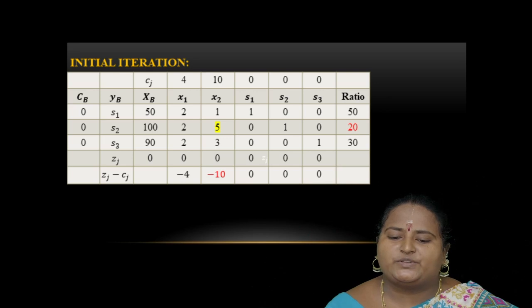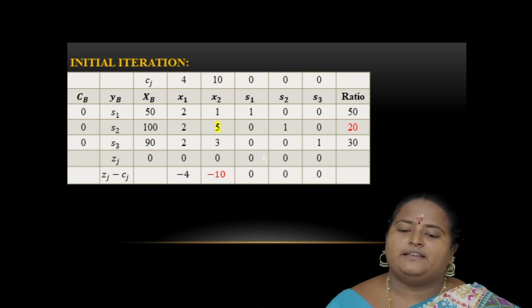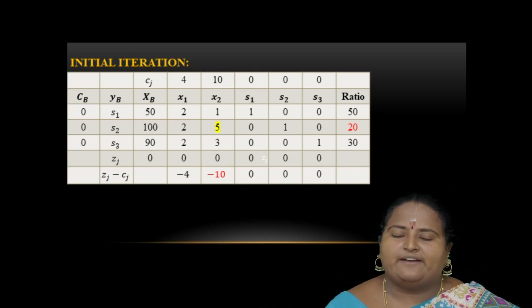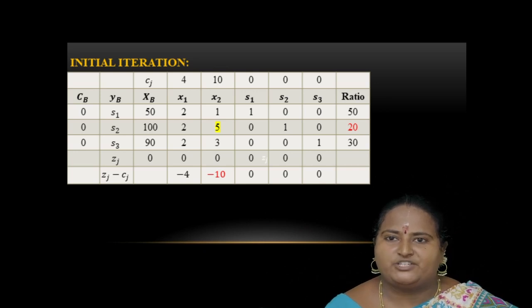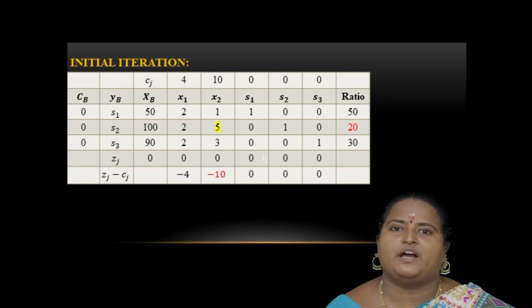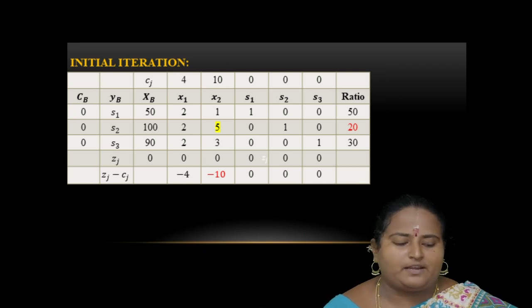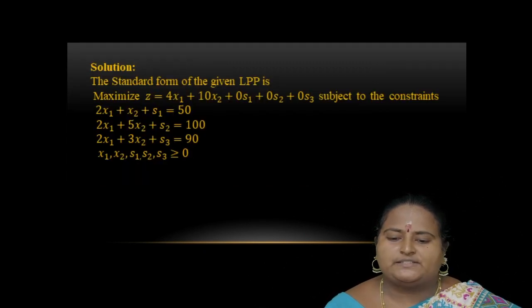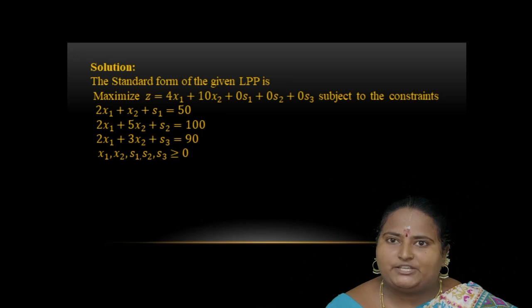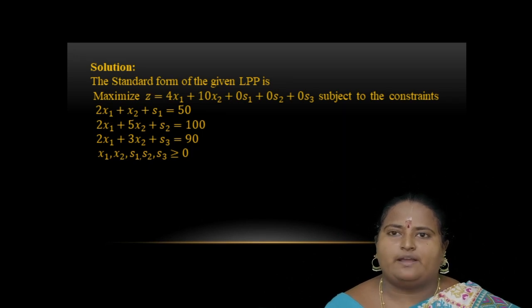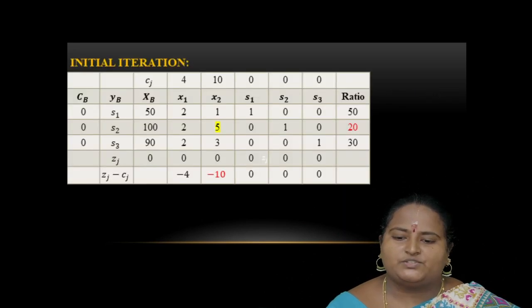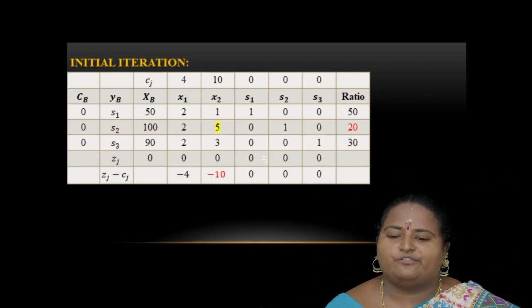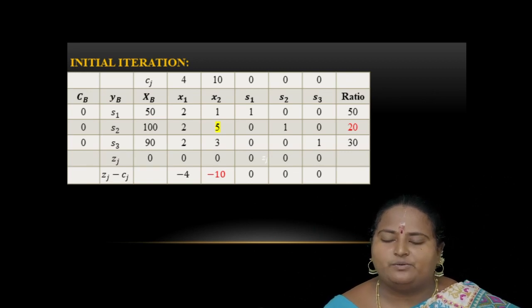Now we are going to calculate the value of Zj. In the top row, we have written the Cj coefficients, that is the cost coefficients of the objective function in the given LPP, which is the coefficient of x1 is 4, x2 is 10 and for S1 it is 0, S2 it is 0 and S3 also it is 0. So the Cj values here are 4, 10, 0, 0, 0.